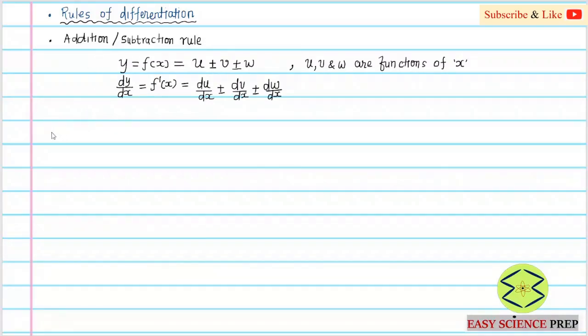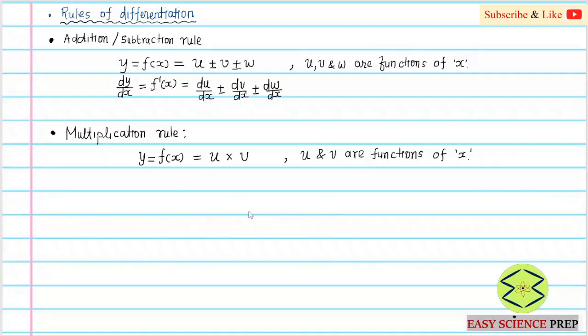Now let me give you another rule, which is called the multiplication rule. This was the addition or subtraction rule. Now we have the multiplication rule. So what is the multiplication rule basically? Let me write it down. We have y equals f of x, a function of x. Now we have a number of functions multiplied together. Let me take two functions. One function is u and the second function is v. As usual, u and v are functions of x.